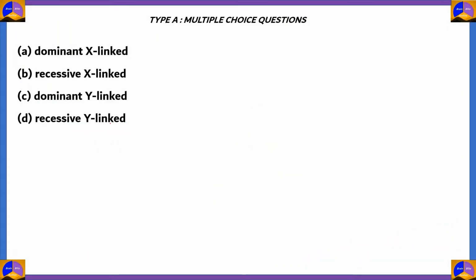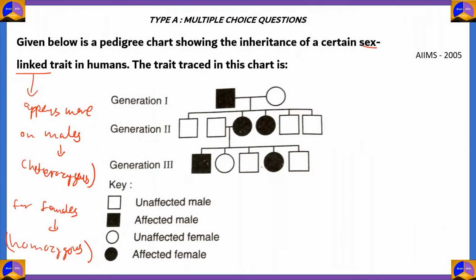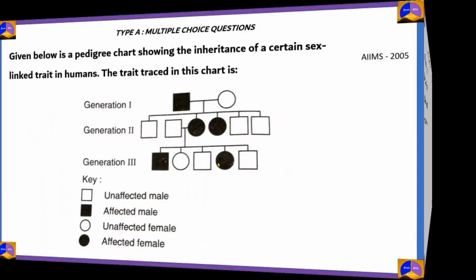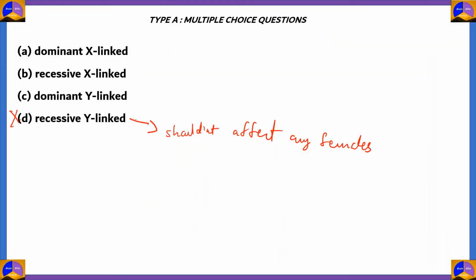Recessive Y-linked is option number D. Now, in this case, it shouldn't affect any females because the trait is on the Y chromosome and that affects only males. That is present only in males. But if you can see the diagram, we have almost 3 females affected with that sex-linked trait. So that means option D is incorrect. It is appearing in females as well.